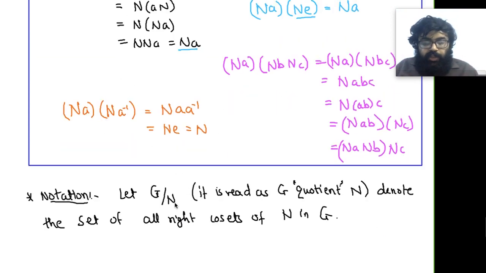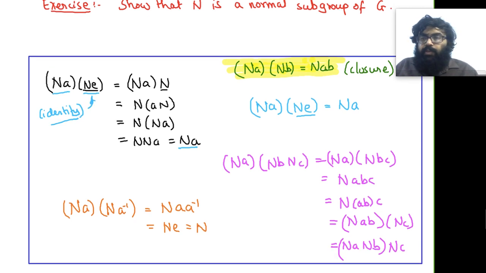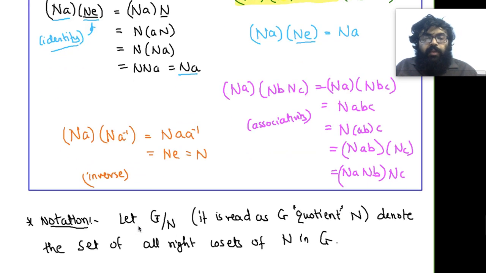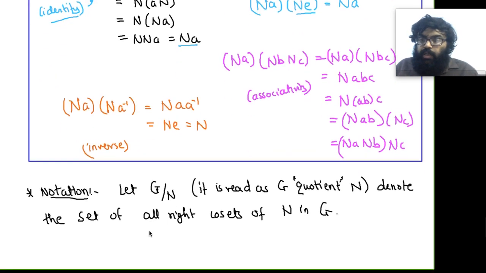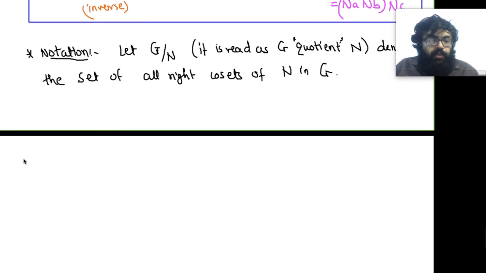So G quotient N, when we assume N is normal, we have proved this is the closure property. G quotient N is closed because we take any two right cosets. This one is the identity. Then we have associativity. And finally, every element has an inverse. So when N is a normal subgroup, G quotient N forms a group. The argument is right up there. So let us write that theorem.